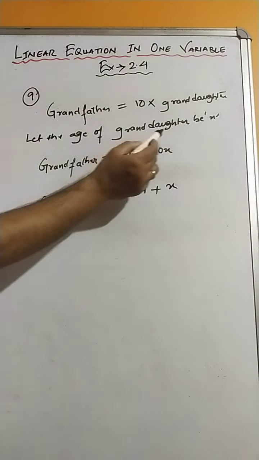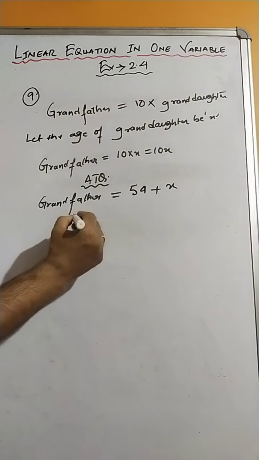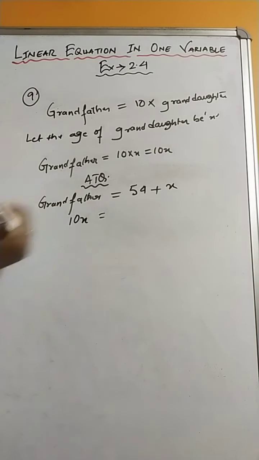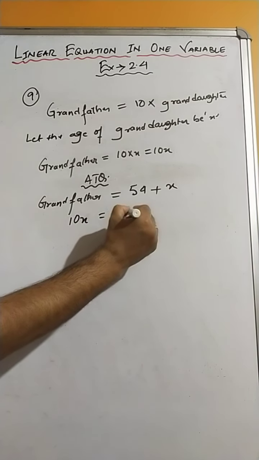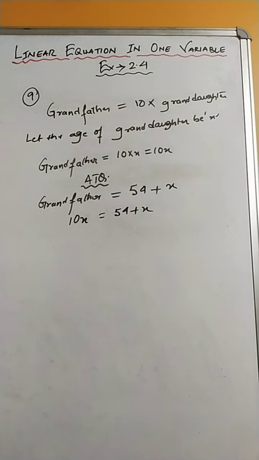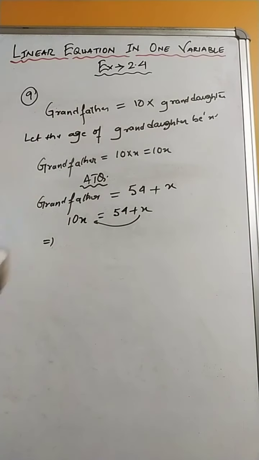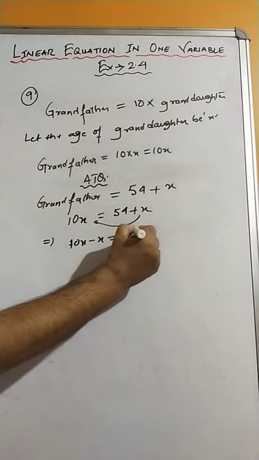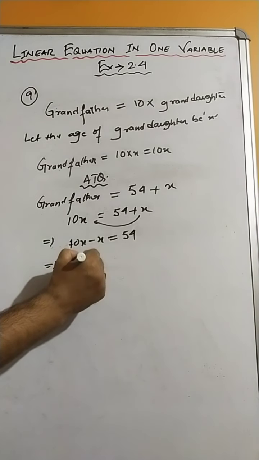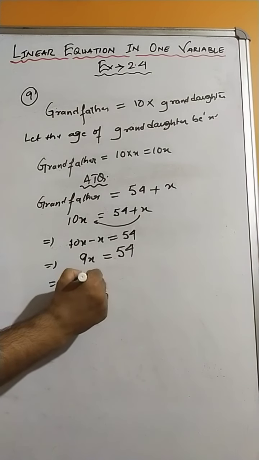Now what is the age of grandfather, students? Come on. Yes, here it is. So grandfather's age is 10x. So we'll write 10x in place of grandfather because this is the present age of the grandfather. And 10x is equal to 54 plus x. Now this is the required equation, and now we have to solve for x. Now we have to bring this x towards the left hand side. So it will become 10x minus x is equal to 54. Now 10x minus x will be 9x equals 54.